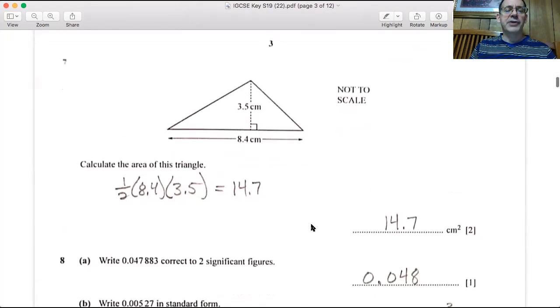Then we get this triangle, calculate the area of a triangle. So the geometric formula is 1/2 base times height, and since we see a nice base and height already, then that's the formula we'll use. 1/2 times 8.4 times 3.5 is 14.7.